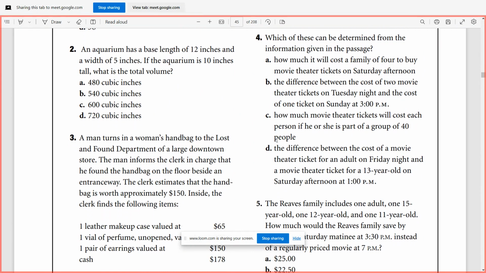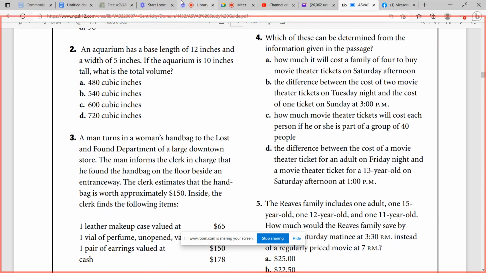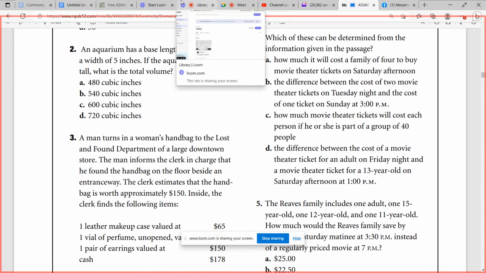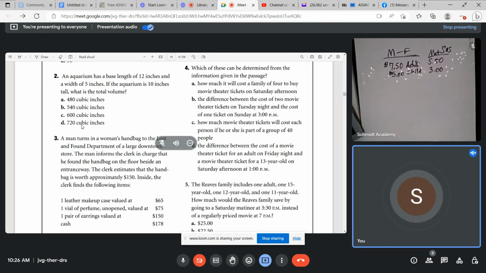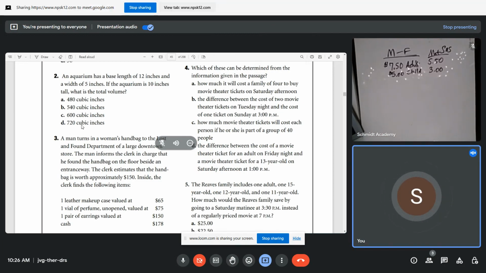And how much the movie theater ticket will cost each person if he or she is part of a group of 40. Well, they said there's special prices available, but they didn't tell us exactly what that price was, so we don't have the information for C. D says the difference between the cost of a movie theater ticket for an adult on a Friday night and a movie theater ticket for a 13-year-old on a Saturday afternoon at 1. Yeah, we can tell exactly what that one would be.